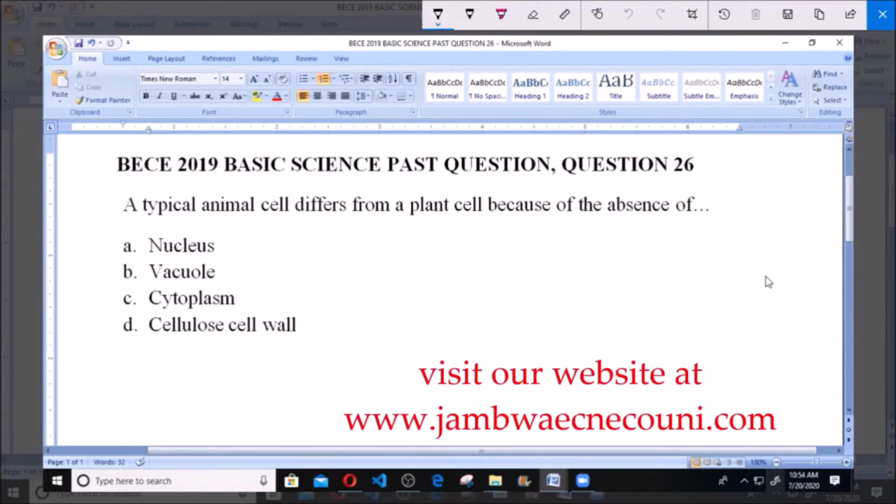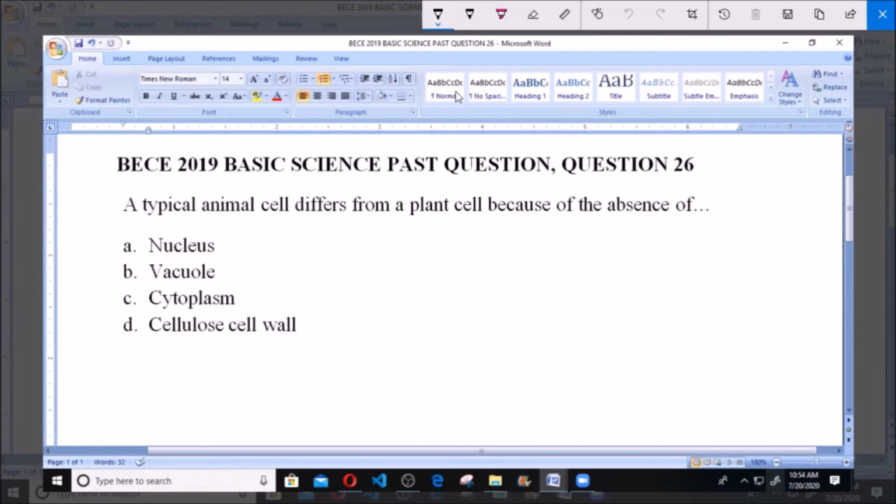Now I'm very sure we know what a cell is. A cell is the basic unit of life, and all plants and animals have cells. And these plant and animal cells are not identical. Although there are some components of these cells that are identical, there are also some differences. From our question, we have to pick out a component that is found in plants that is not found in animal cells.